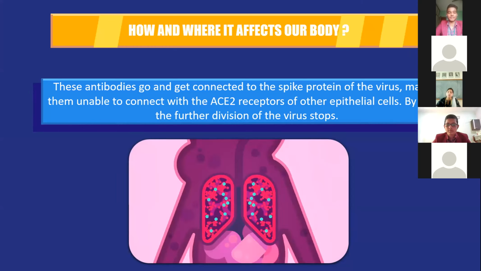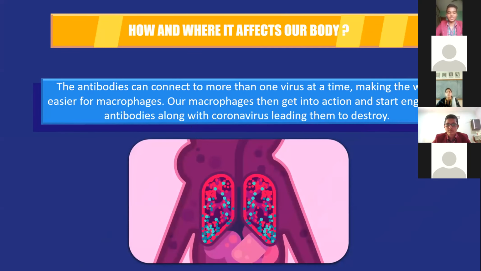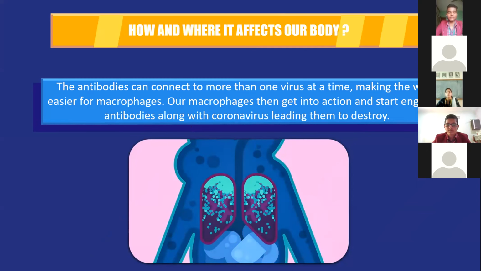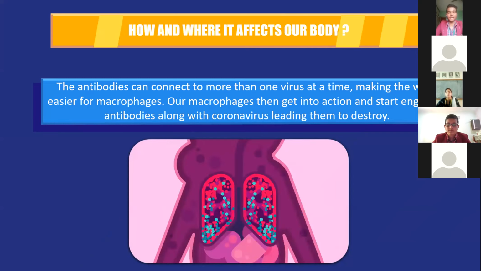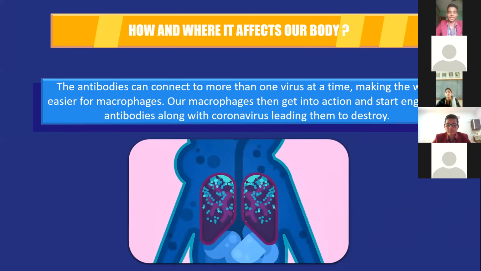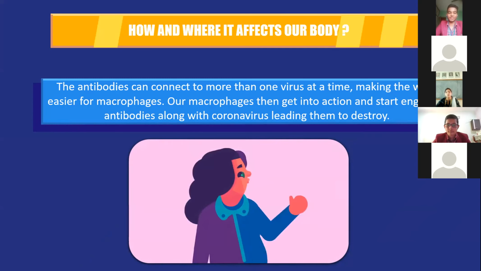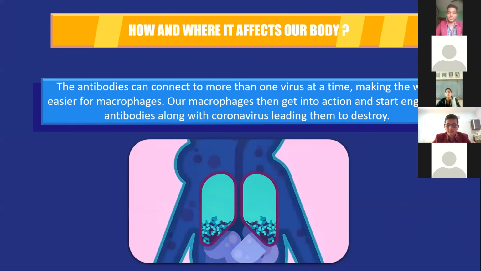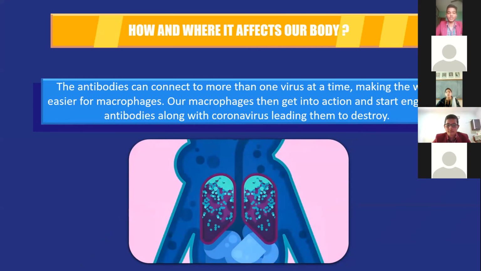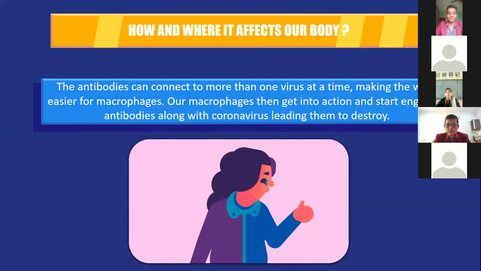Our macrophages do it. Now you may be wondering what macrophages are. Macrophages are a type of white blood cell which destroy pathogens. Our macrophages get into action and start destroying the coronavirus by engulfing them along with the antibodies. A fun fact is one antibody can connect to more than one virus at a time, making the work of macrophages much easier. And this is how we can win over the virus and the person gets cured.